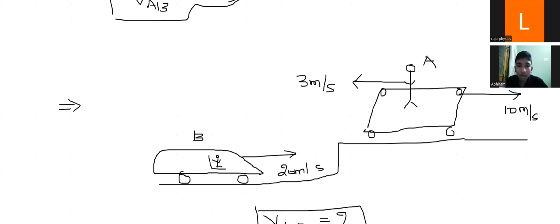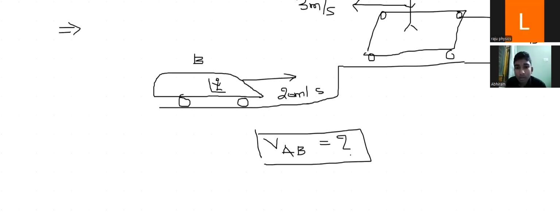So what I'm asking, Abhi, is what is the relative velocity of A with respect to B? Just you are saying the velocity of A with respect to the ground only, then you are calculating only that value. But that is not our answer. Our answer is the relative velocity of A with respect to B.